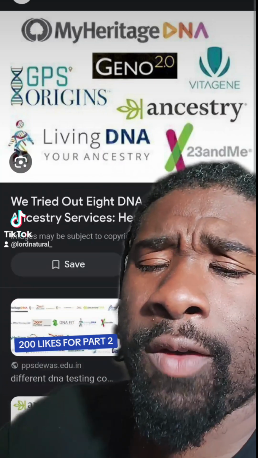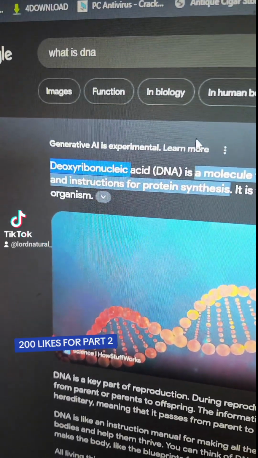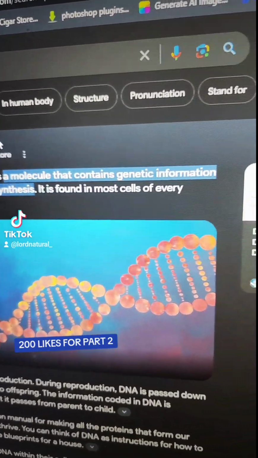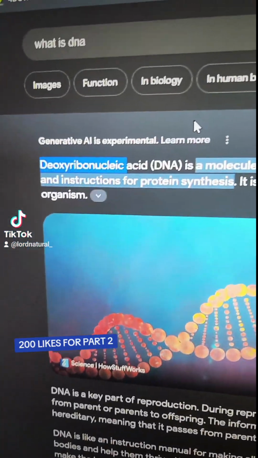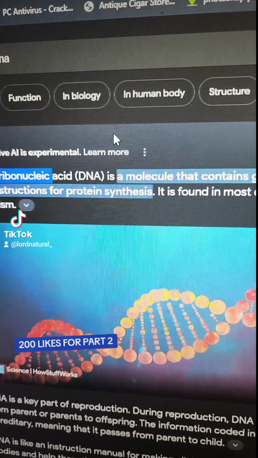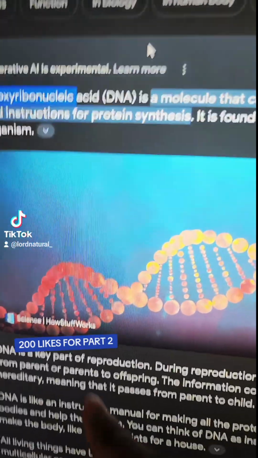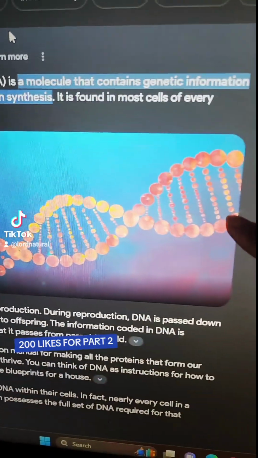Let's go. First off, what is DNA? Deoxyribonucleic acid, DNA, is a molecule that contains genetic information and instructions for protein synthesis. It is found in most cells of every organism, and this is what DNA looks like, of course.